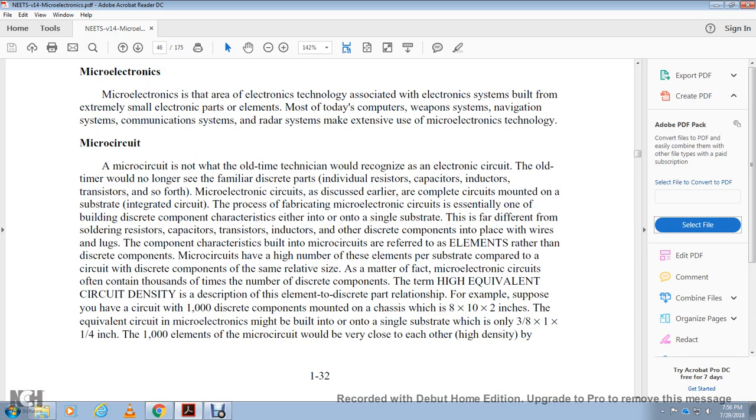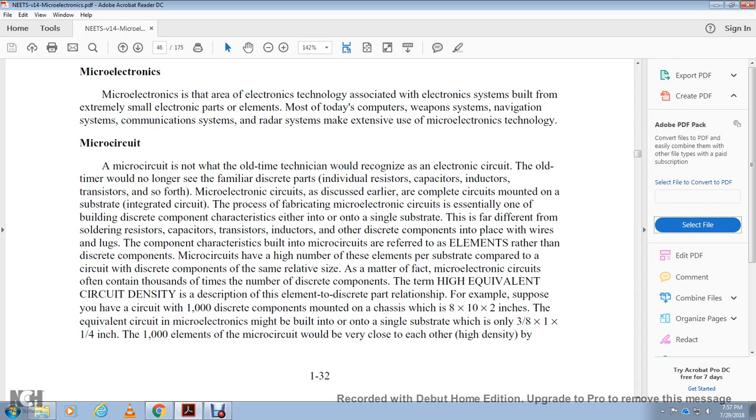Microcircuit. A microcircuit is not what the old-time technician would have recognized as an electrical circuit. The old-timer would be familiar with discrete parts: individual resistors, capacitors, inductors, transistors, and so forth. The microelectronic circuit, as discussed earlier, is a complete circuit combined on a substrate, integrated through the process of fabricating microelectronic circuits. Essentially, one builds the components together into a single substrate, far different from mounting resistors, capacitors, transistors, inductors, and other discrete components onto a plate with wires and lugs.